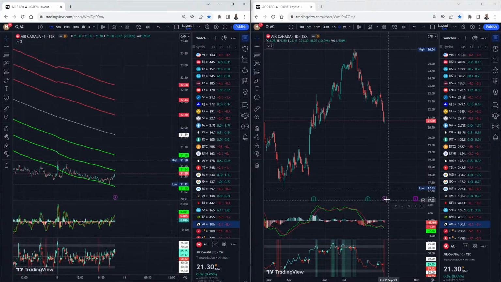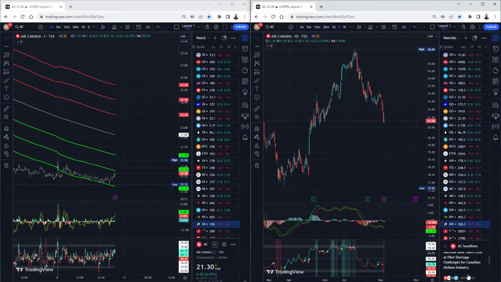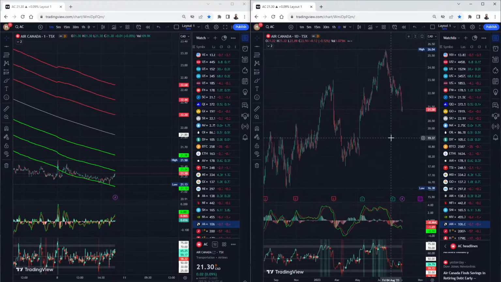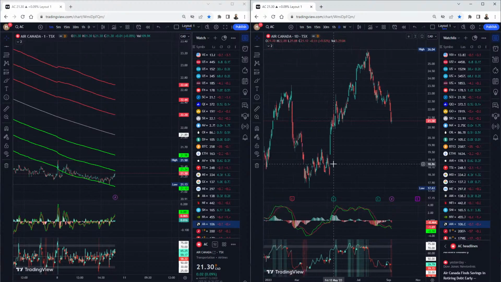Was there news why it went down so far? I'm not sure what happened on Air Canada stock, why it was pilot shortage challenge, something to do with pilot shortage and debt concern. But okay, long-term chart, there is this massive gap here. So we have to be careful of that gap.